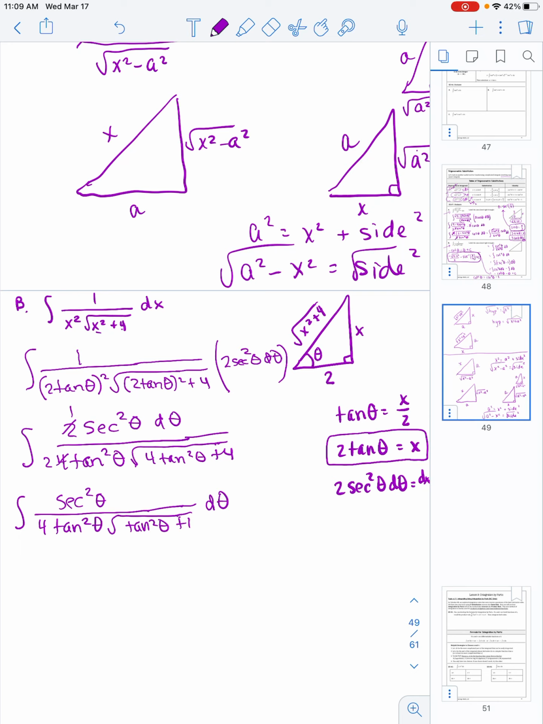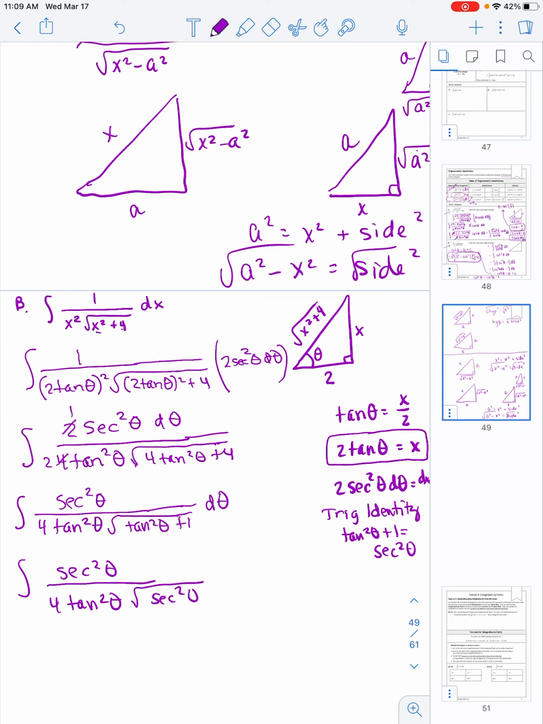And when we go to a trig identity to look to see what tangent squared theta plus 1 is, it's secant squared theta. So our trig identity that we're using is tangent squared theta plus 1 equals secant squared theta. So we've got secant squared theta over 4 tangent squared theta times the square root of secant squared theta. So that's where we were going to put that trig identity.